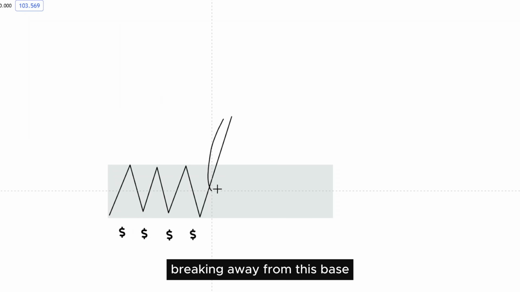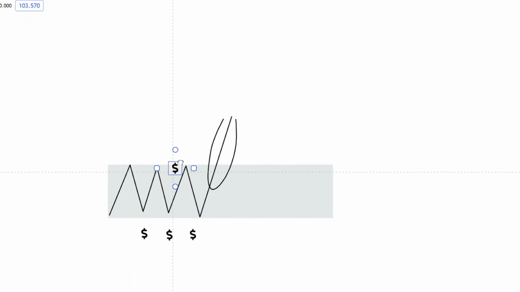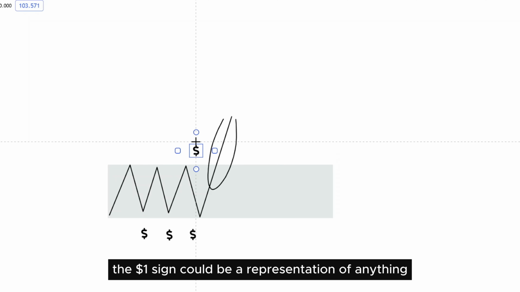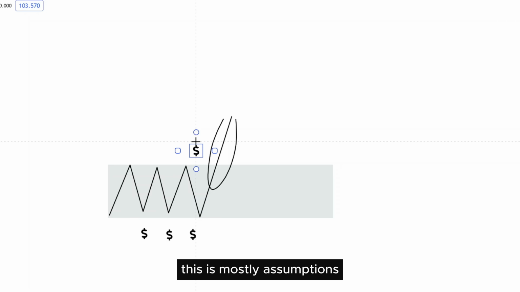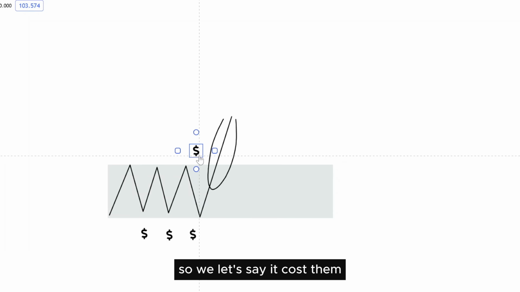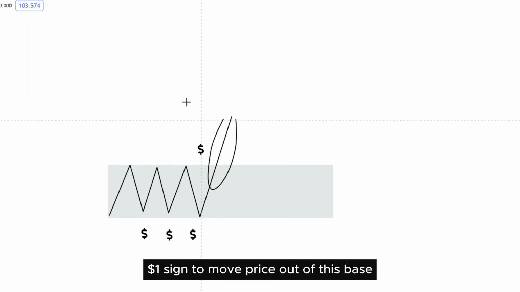breaking away from this base, it cost the institutions $1 sign. Now, the $1 sign could be a representation of anything, and we don't know the exact amount injected in a base. This is mostly assumptions, but we do know it costs to move price. Price just doesn't move for the sake of moving. So let's say it cost them $1 sign to move price out of this base.